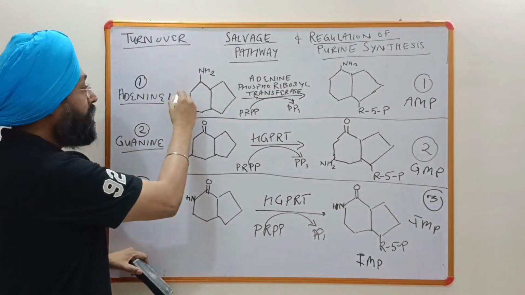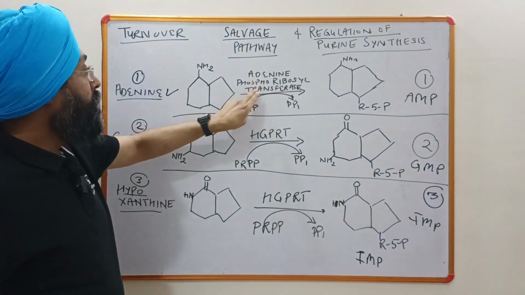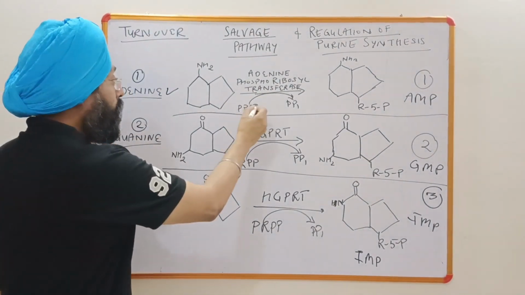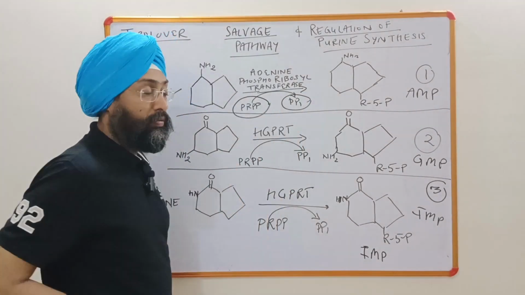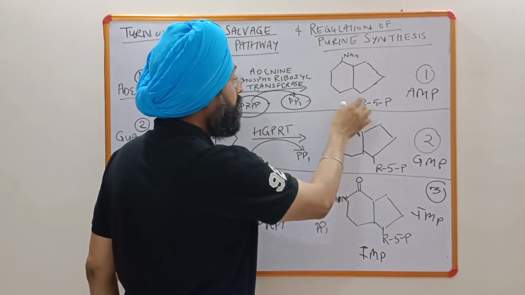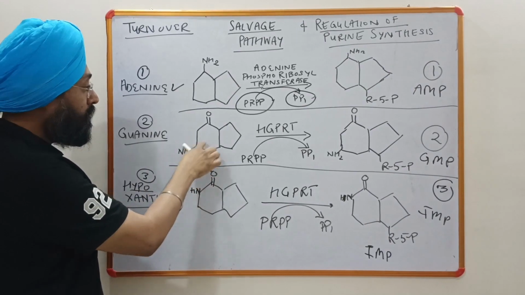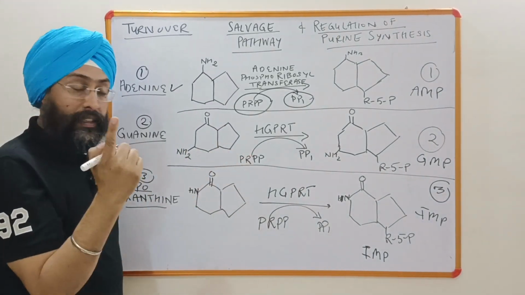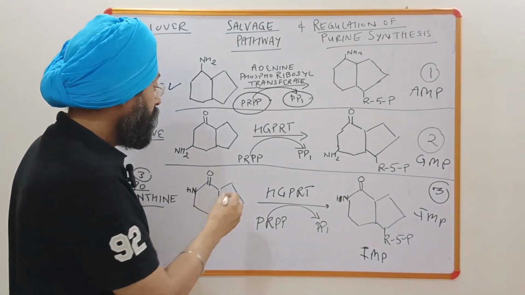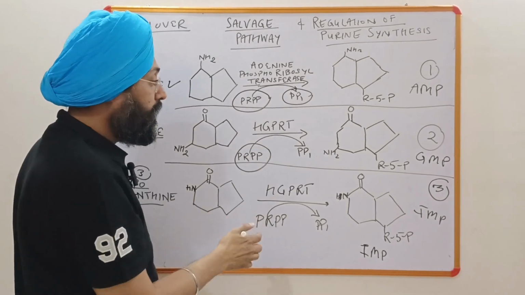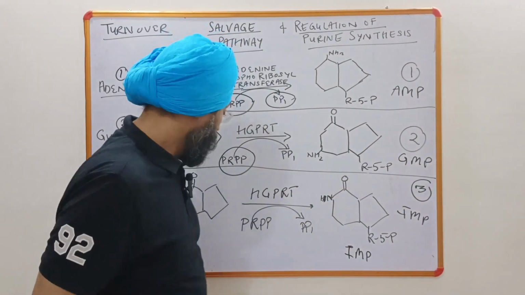First of all, we start with adenine. Adenine can be converted into adenosine monophosphate by the enzyme adenine phosphoribosyl transferase. For this reaction, we require phosphoribosyl pyrophosphate, which is converted into pyrophosphate, and we get adenosine monophosphate. In a similar manner, guanine, the 2-amino-6-oxypurine, by the enzyme HGPRT, hypoxanthine guanine phosphoribosyl transferase, with the involvement of phosphoribosyl pyrophosphate, is converted into guanosine monophosphate. So the phosphate is attached here.